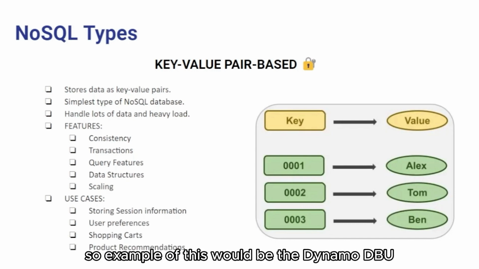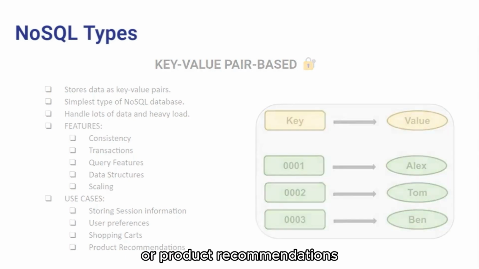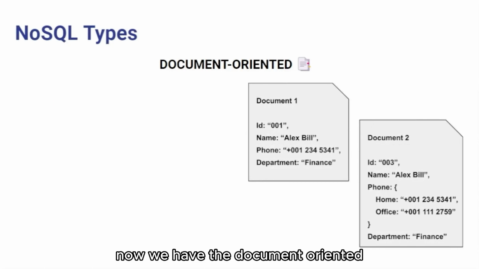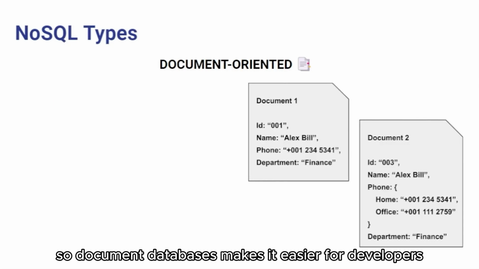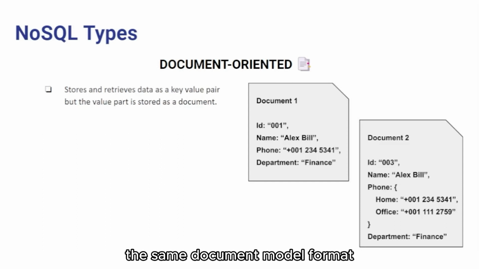So an example of this would be DynamoDB, Redis, and Berkeley DB. Some of its use cases would be storing session information, user preferences, shopping carts, or product recommendations. Now we have the document-oriented. Document databases make it easier for developers to store and query data in databases by using the same document model format that they use in their application code.